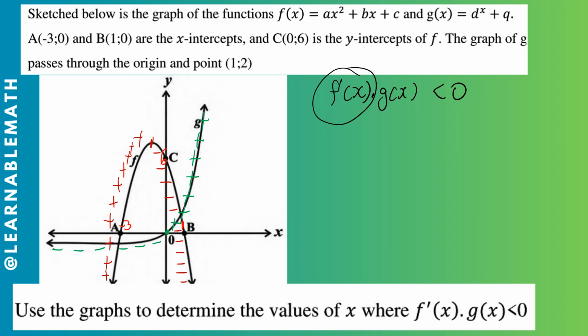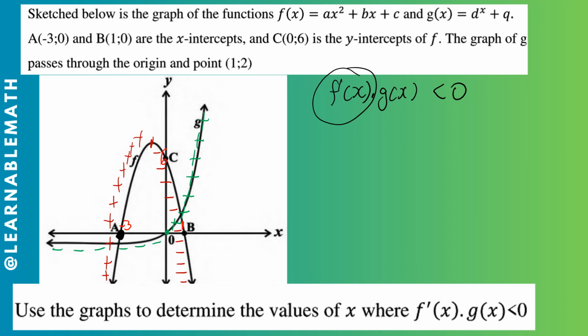Now we can check where f prime of x is negative and where g is what? Is positive. Then we can give them the interval of those x values. All right, so if you check where f, we can start where f is positive. Where f is positive and g is negative, it's from this point here.